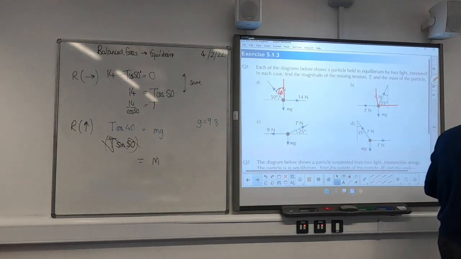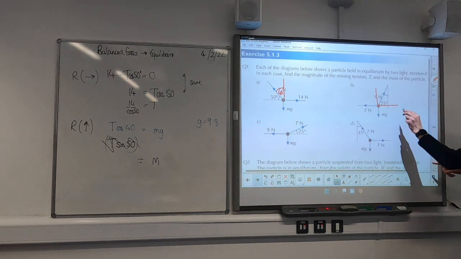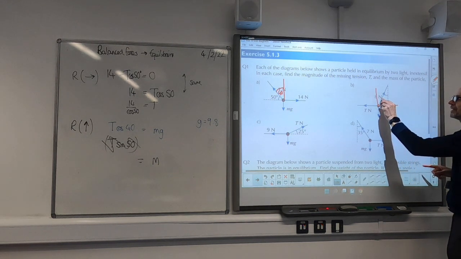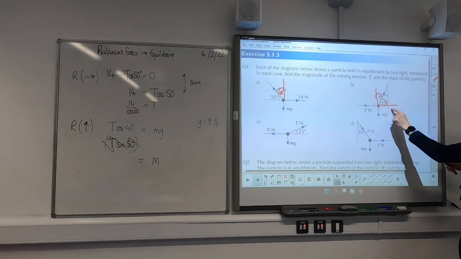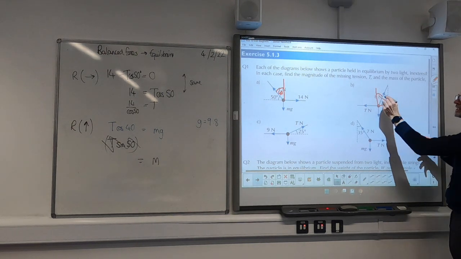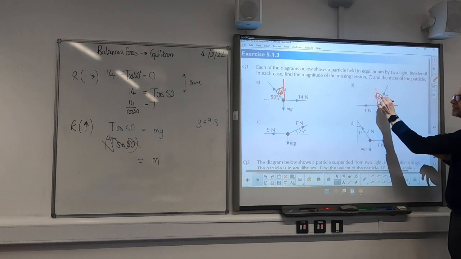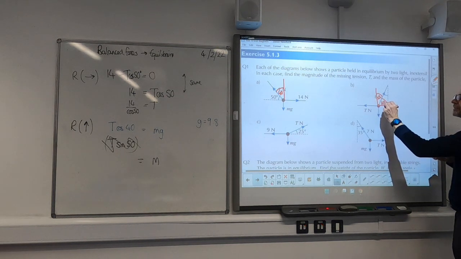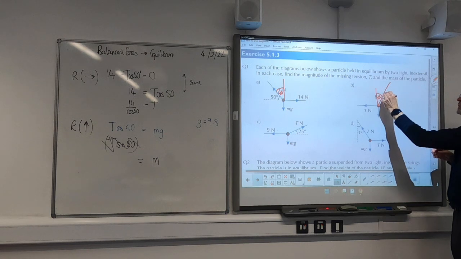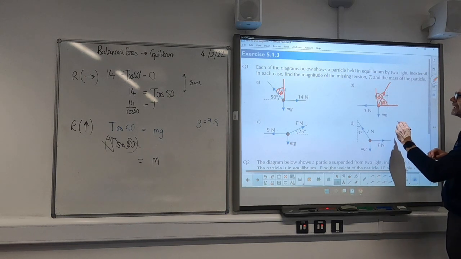So with the second one, the two angles I need are this angle here and this angle here. This is where all those parallel line rules that we learned come in. So alternate angles, Z angles, this is 25. And if that's 25, this must be 65. So those are the two angles we need when we're dealing with that force.